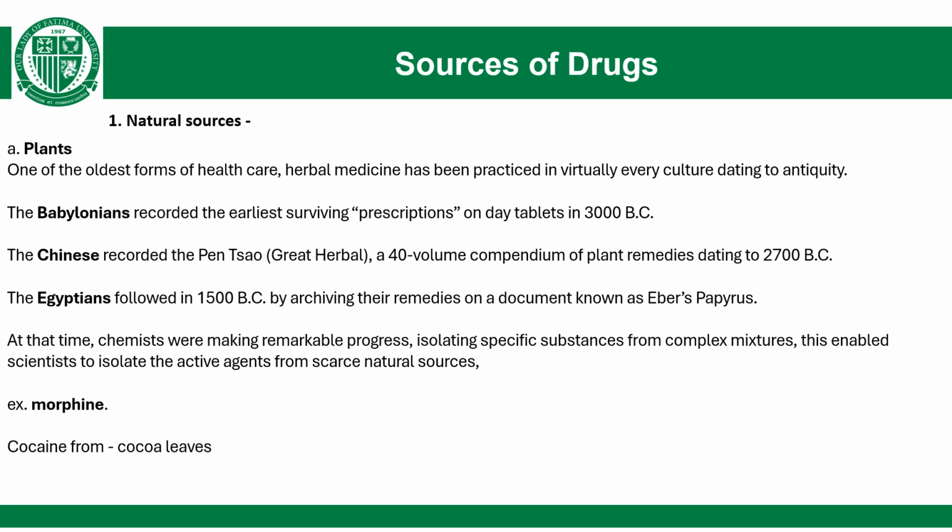For the sources of drugs, they are natural sources. Again, just a review. You have your plants, one of the oldest forms of healthcare, the herbal medications from different cultures and societies. Chemists were making remarkable progress, isolating specific substances from complex mixtures, which enabled scientists to isolate active ingredients from scarce natural sources. Example is morphine. Another example is cocaine from cocoa leaves.